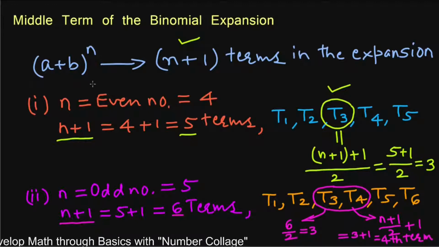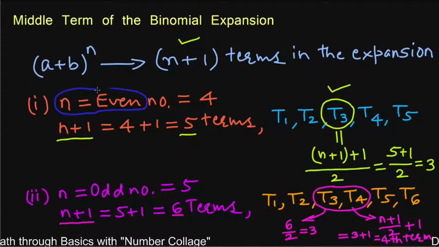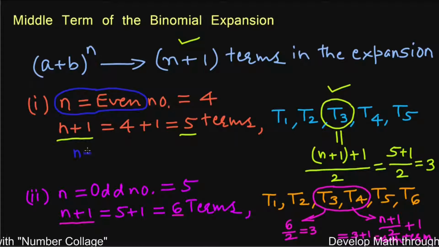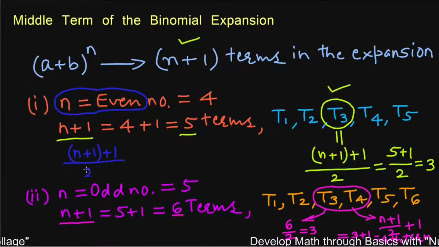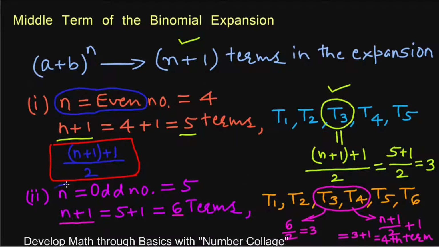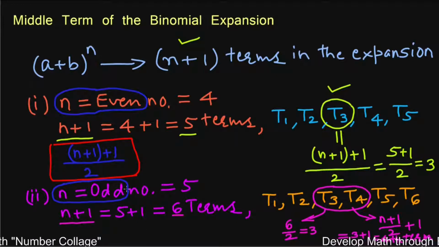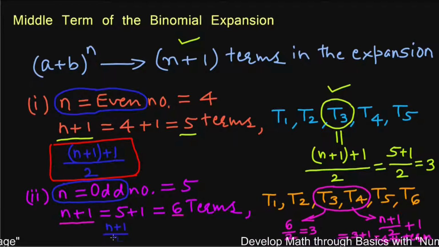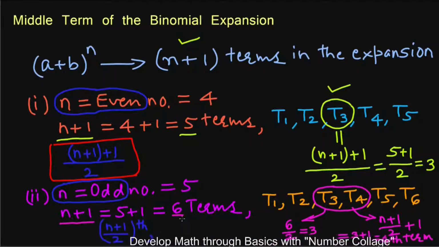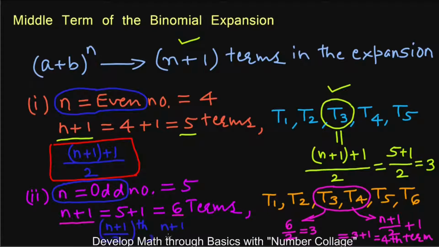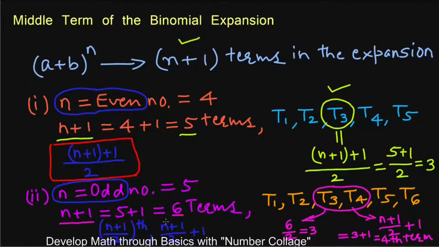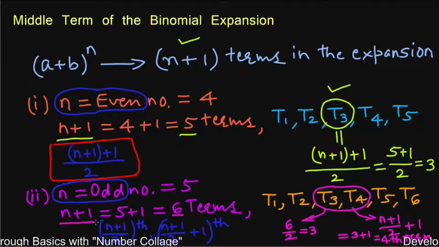So therefore when n is even, there will be one middle term given by n by 2 plus 1, and if n is an odd number, then there will be two middle terms. The first will be the (n plus 1) by 2 th term, and the second will be the (n plus 1) by 2 plus 1 th term. So there will be two middle terms like this.